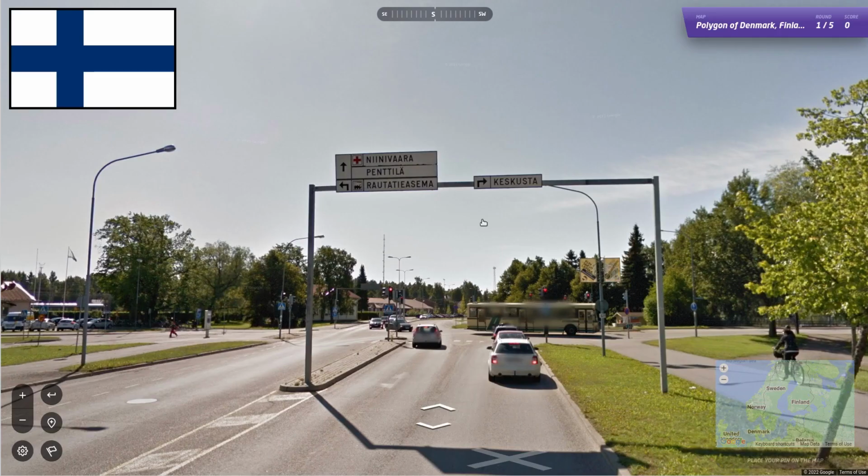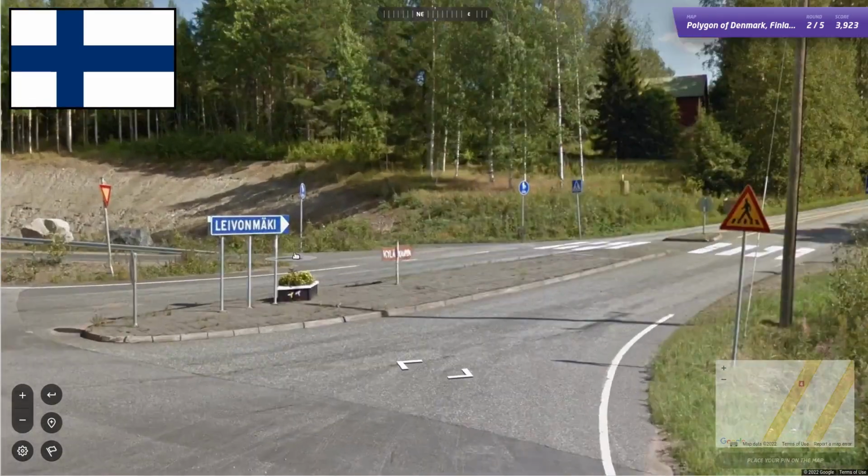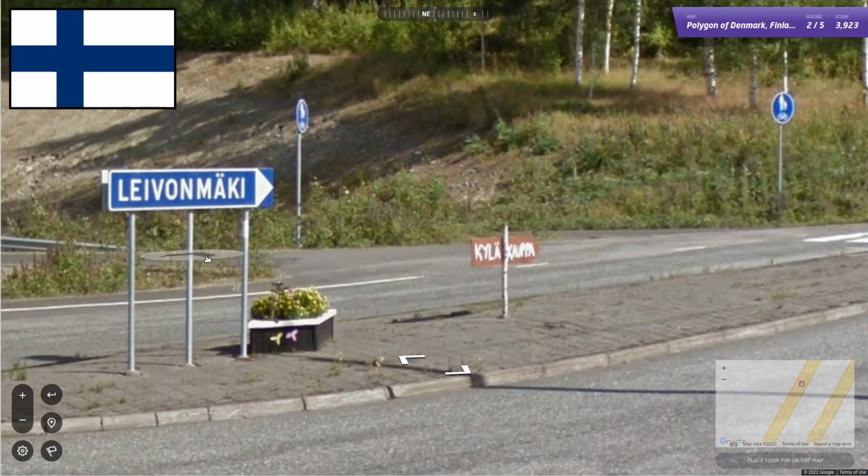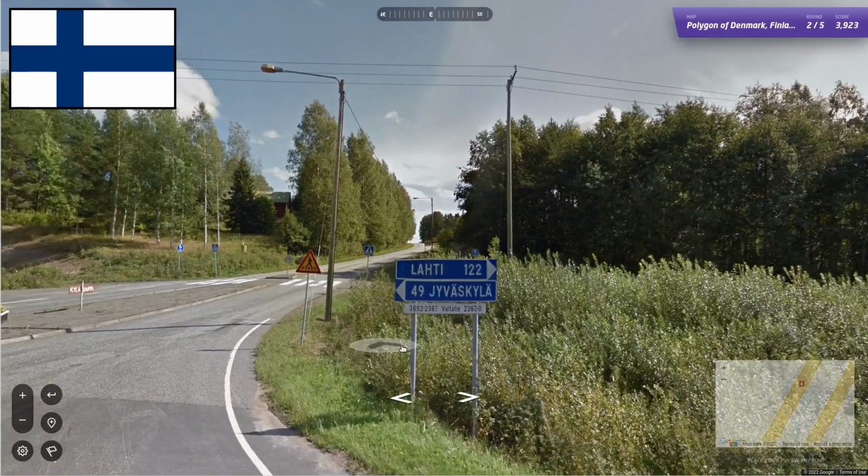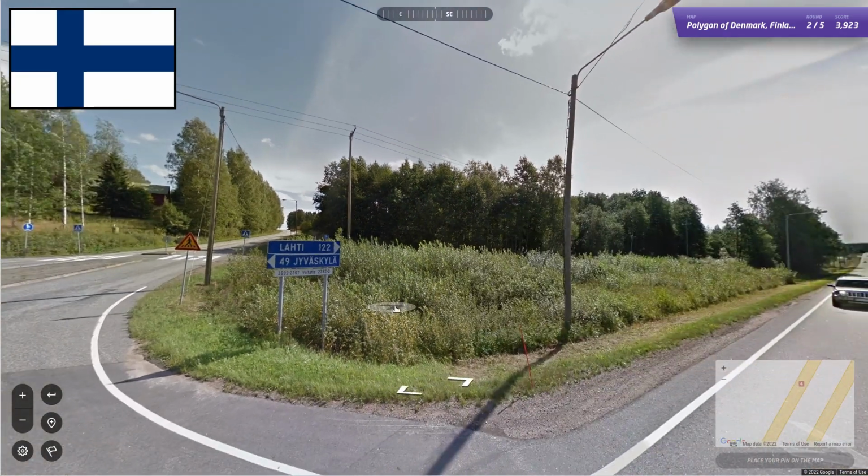This can also contain just general words like here railway station or here to the center, so they can be in any town. In Finnish language you see very much this letter Ä. There's Leivonmäki, same like here Jyväskylä. That letter is very common in Finnish language.